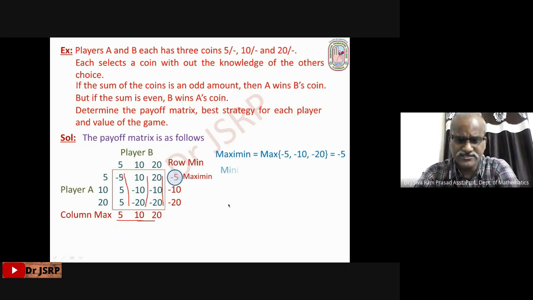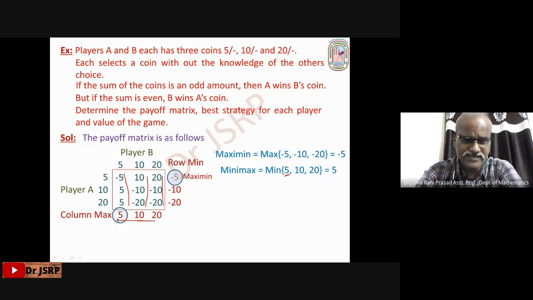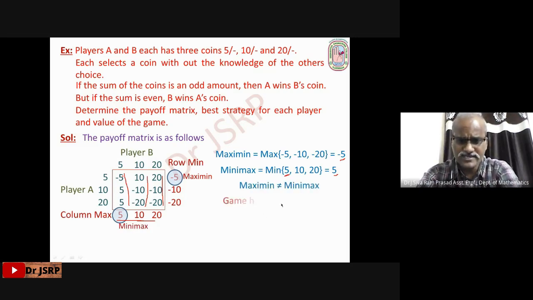So minimax equals the minimum of these column maximas. The minimum of 5, 10, 20 is 5. This is the minimax value. Now observe the maximin value is minus 5 and the minimax value is 5, so both are not equal. So maximin is not equal to minimax, so the game has no saddle point.